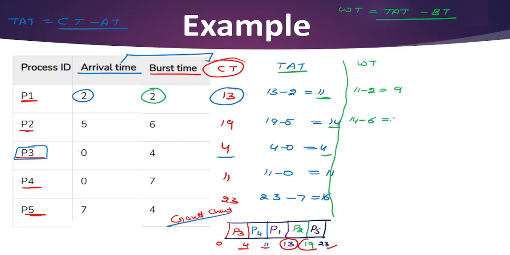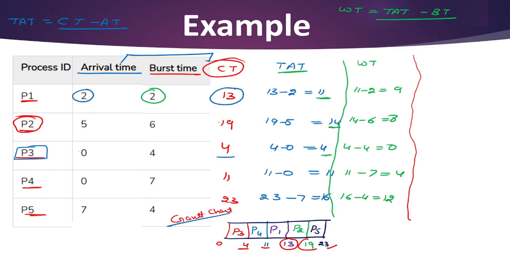14 minus 6 is equal to 8. 4 minus 4 is 0. 11 minus 7 is equal to 4 and 16 minus 4 is equal to 12. So this is nothing but the waiting time of every process. Okay, so they can ask you what will be the waiting time of process P2. So you need to follow all these steps and find the value 8. Okay, I hope everything is clear.